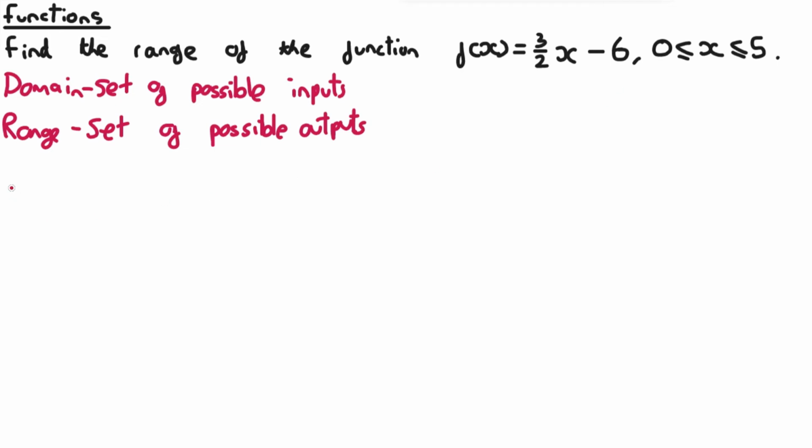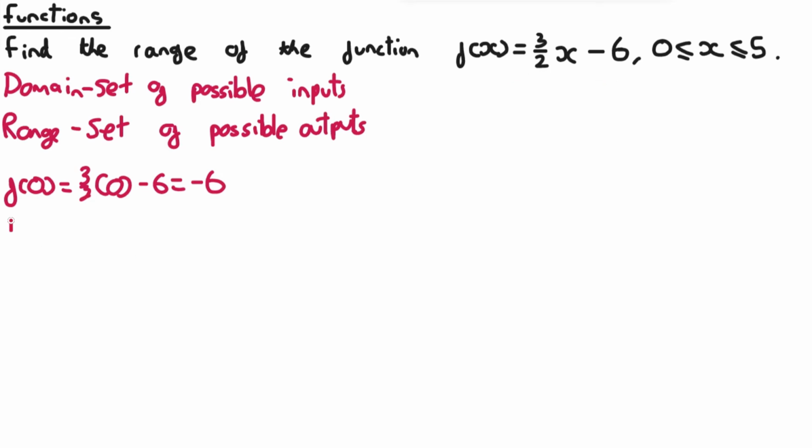So to calculate this, it would be f of 0 is equal to 3 over 2 of 0 minus 6, and this will just be equal to minus 6. So this is the smallest value that you could get out, so therefore this is the smallest value in the range. And then the biggest value is this here when you plug it into here.